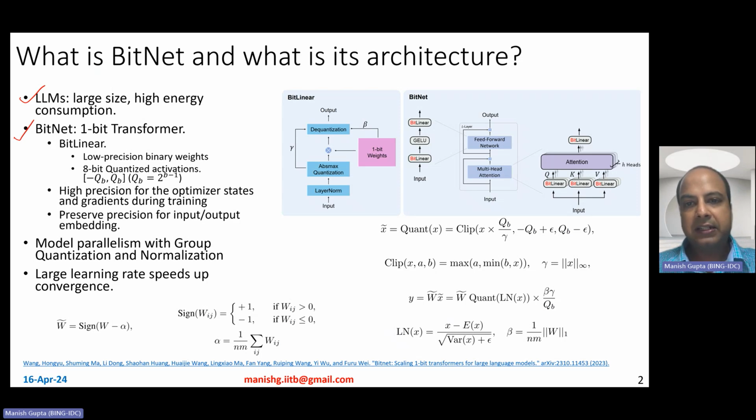I'll look at details, but practically, it tries to have weights with 1 bit rather than expressing them as 32 bits or 16 bits or 8 bits and so on. In fact, it replaces the nn.Linear layer with BitLinear, which is basically the architecture for BitLinear right there. And then the BitNet architecture is right there.